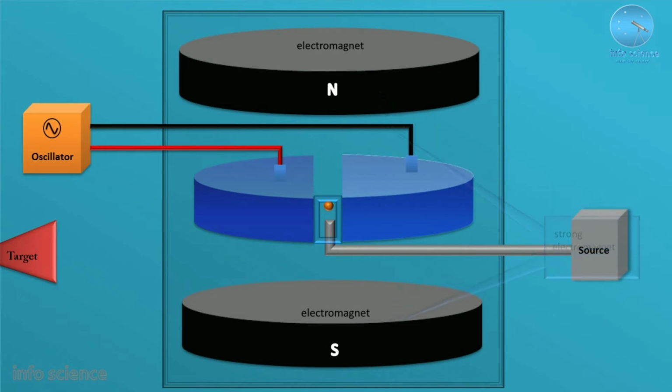A high-frequency alternating voltage is applied between the Ds such that the electric field exists only in the space between the Ds. A source of ions, S, is placed at the center of the gap between the Ds.